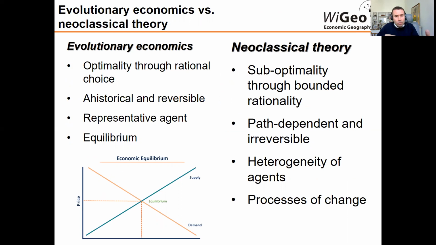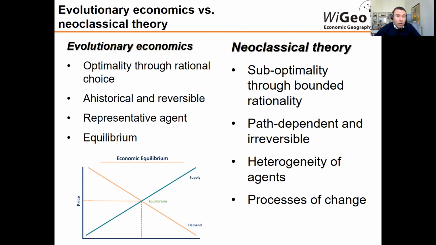Some differences between evolutionary economics and neoclassical theory: very much the core concept here is that one tries to reach an equilibrium, and the critics try to justify that it's not possible to reach this equilibrium in the economic process.